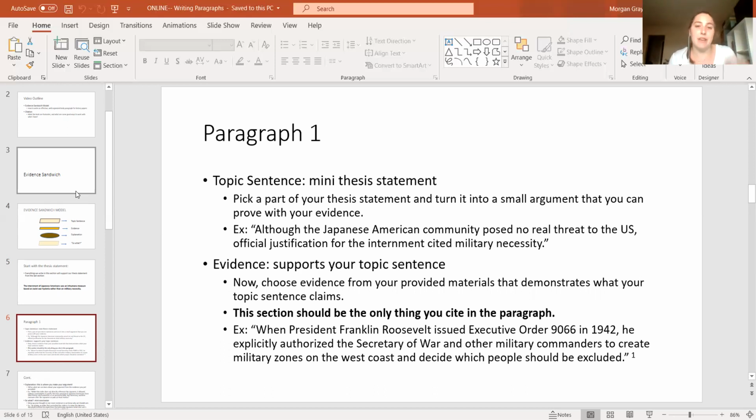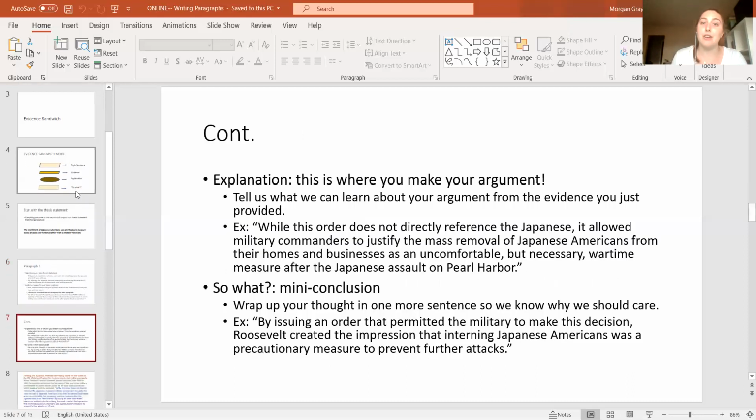This section, the evidence section, should be the only thing that you cite in your paragraph, right? For example, when President Roosevelt issued Executive Order 9066 in 1942, he explicitly authorized the Secretary of War and other military commanders to create military zones on the West Coast and decide which people should be excluded. And there's my little footnote for citation, right? So you can see this directly answers my topic sentence. This is directly connected. And we'll talk about how it's connected in the next section, your explanation.